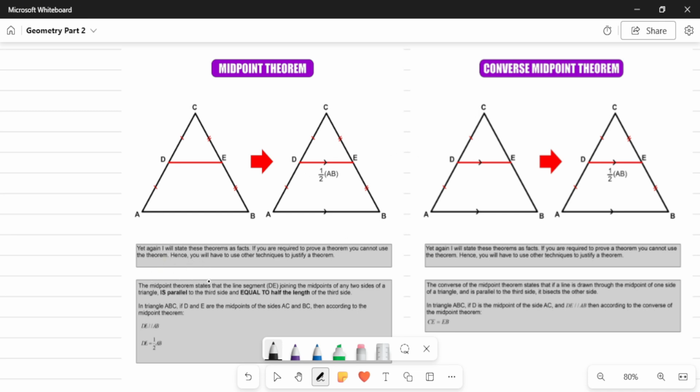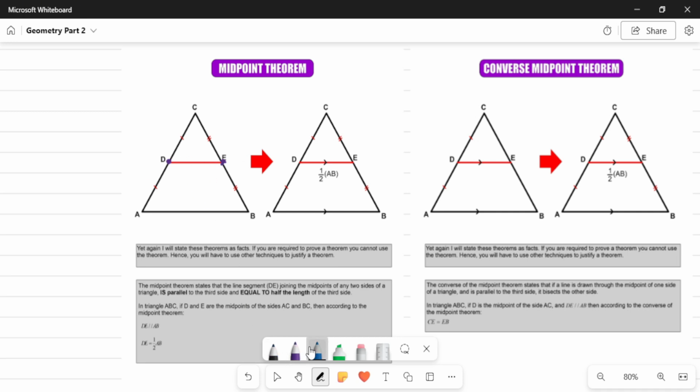The midpoint theorem states that the line segment DE, so let's say we have this line segment here, DE, joining the midpoints of two sides of a triangle. So we have a triangle here, ABC. On the side here, AC, we have a point D, which is exactly in the middle of it. And on the side BC, we have a point E, which is exactly in the middle of BC. When you join these two points together, you get this line segment DE.